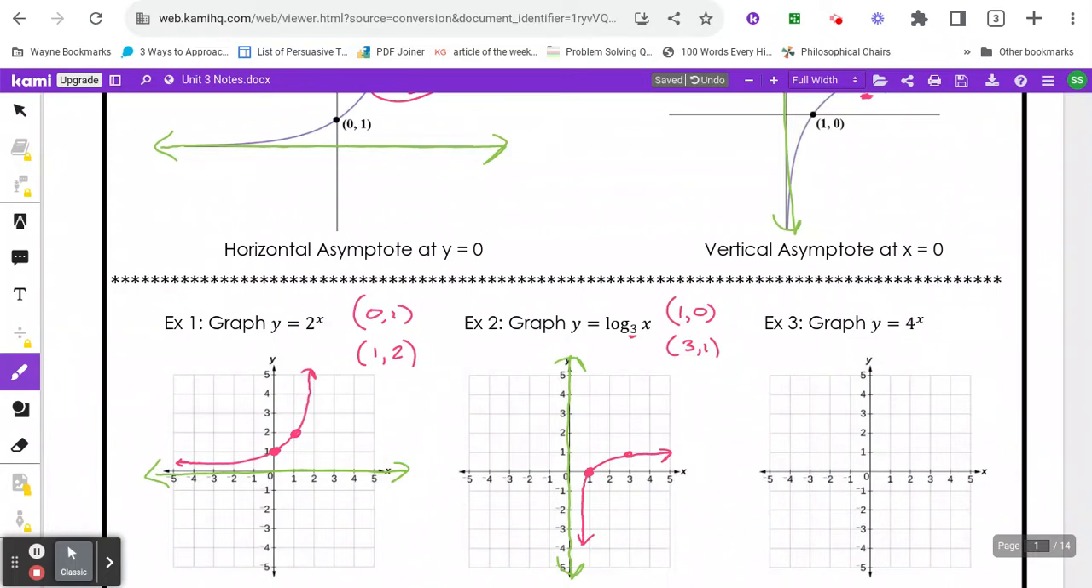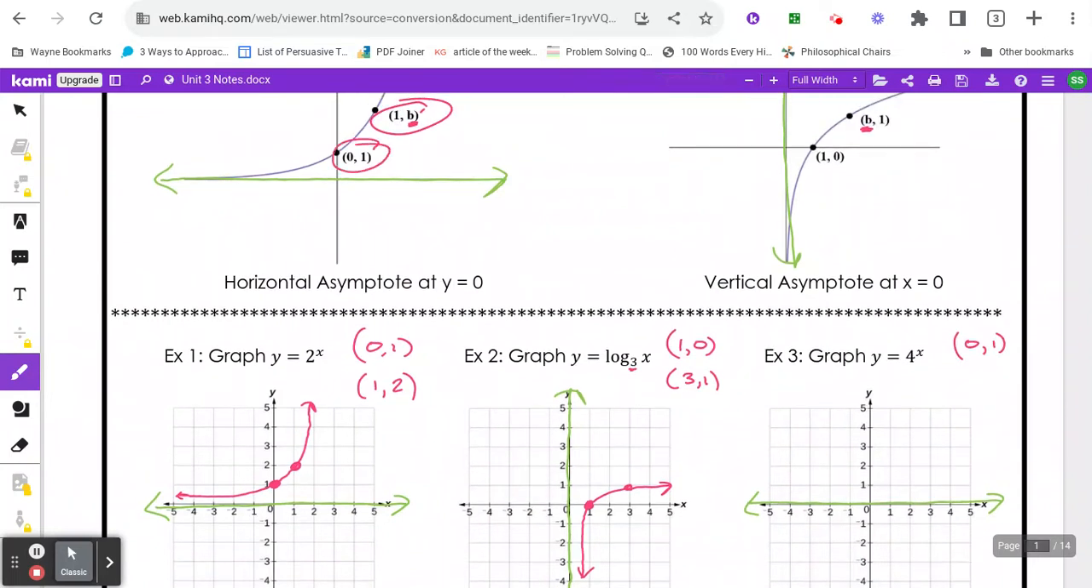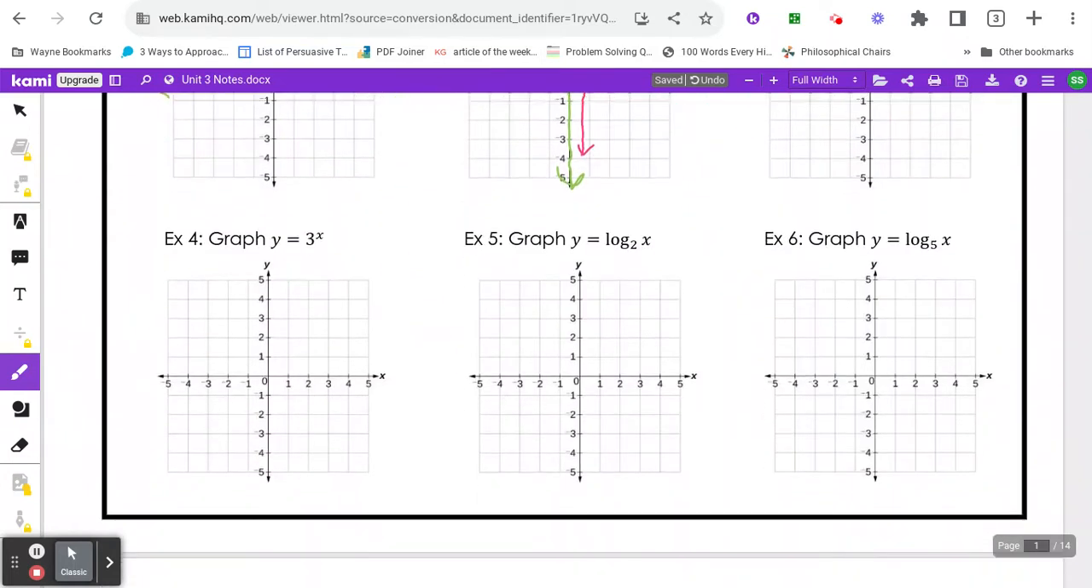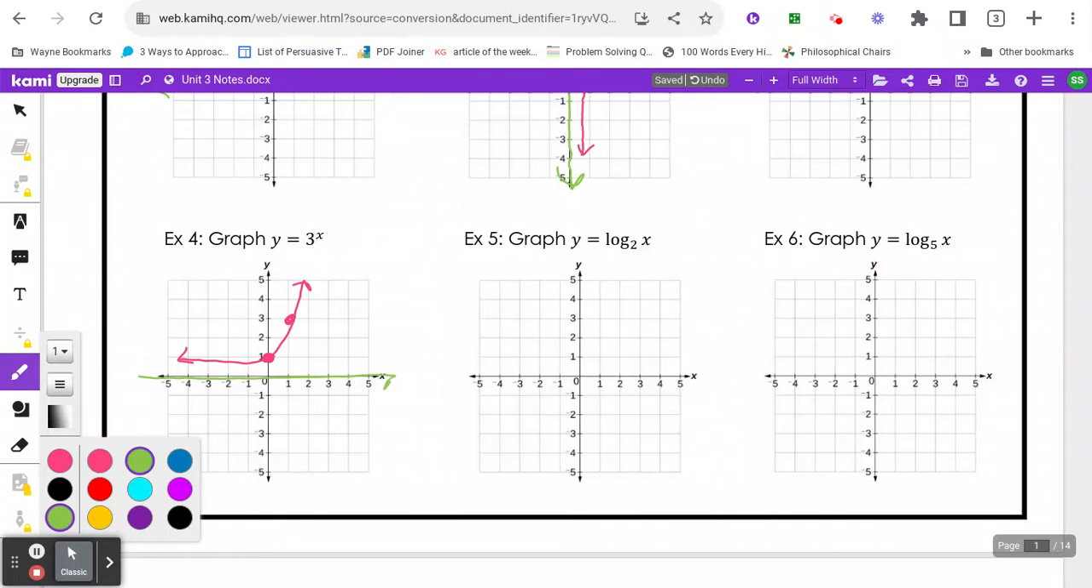All right, example number 3, it's back to an exponential graph. So we'll start off by putting that there. And you have (0, 1). Again, I'm getting these from right here: (0, 1) and (1, 4). All right. 3 to the x, and you can do these without writing out the points if you want. Point right there, and then (1, 3). Asymptote line across.